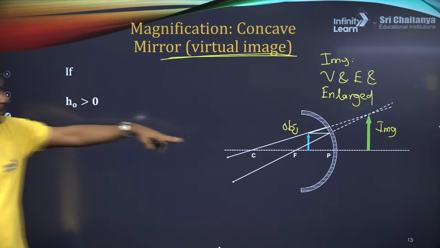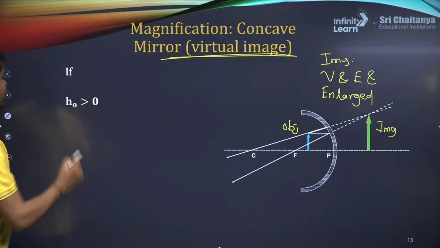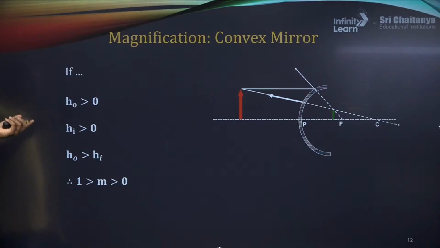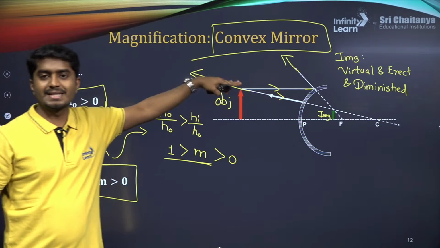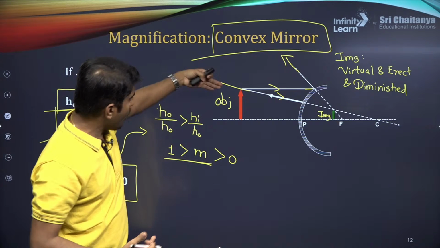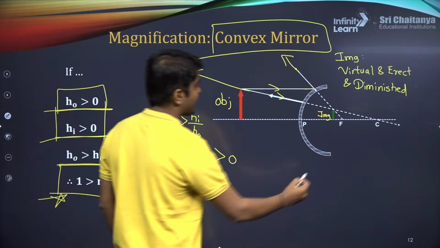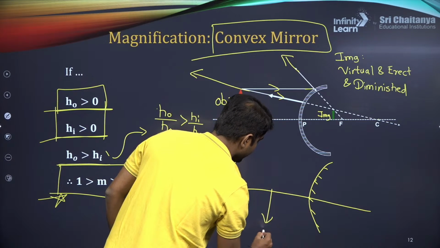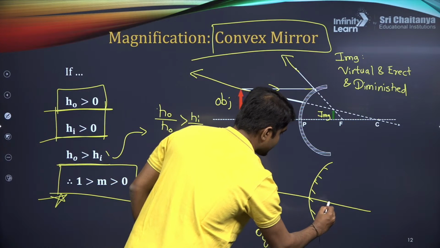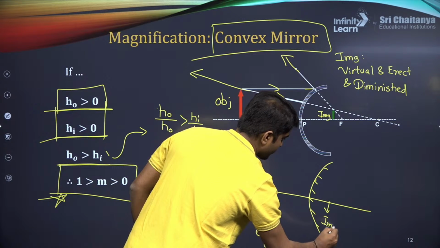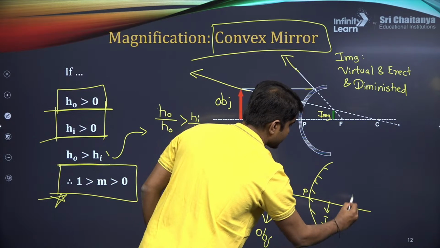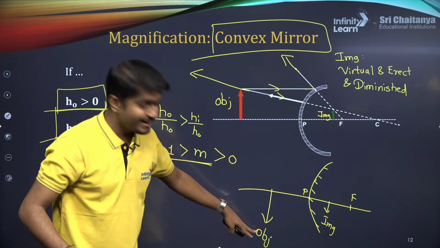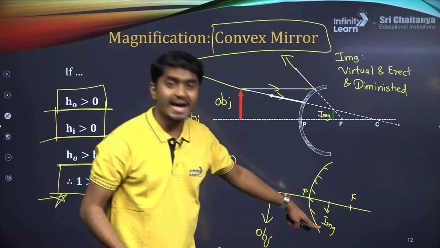Whenever you keep an object above the principal axis, like in the earlier case I told, you can do the exact same thing when the object is below the principal axis. So you can draw the ray diagrams. For example, in the convex mirror, if this is your object, then this will be your image, right? This is the pole and focus. So in this case, both of them are negative. The object height is negative, the image height is negative.